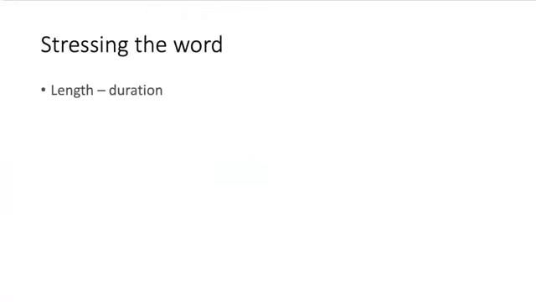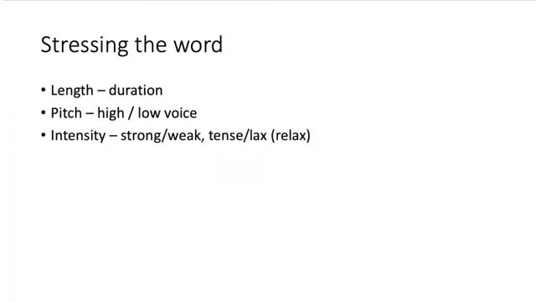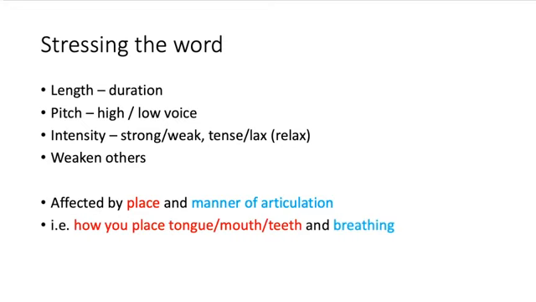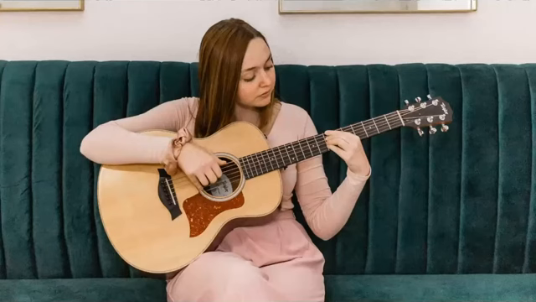So stressing the word. When we think about length, we think about voice and pitch, and we think about the tense or lax sound, or the intensity. Also, we think about how to weaken the other syllables around it. This is affected by place and manner of articulation. Basically, how you place your tongue, mouth and teeth is the place, and the manner, in simple terms, is how you breathe.